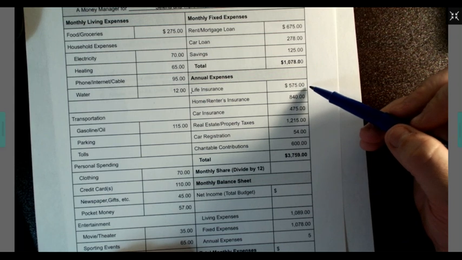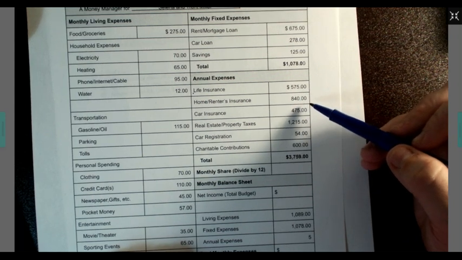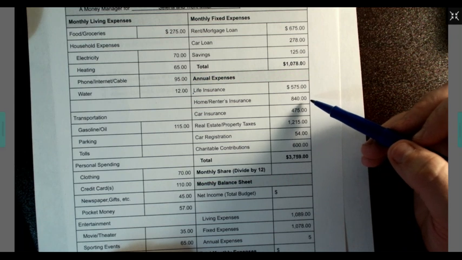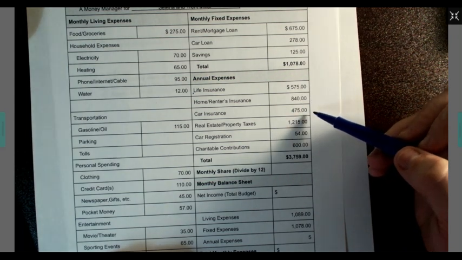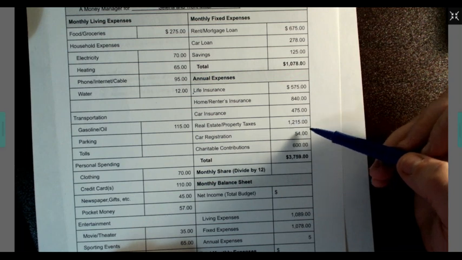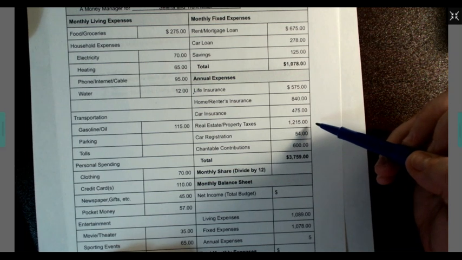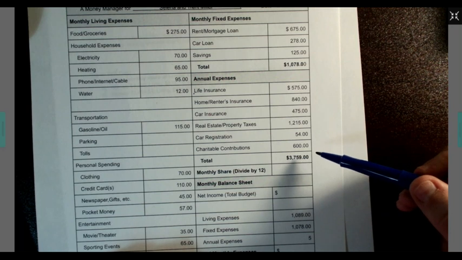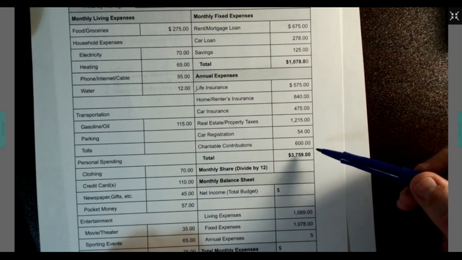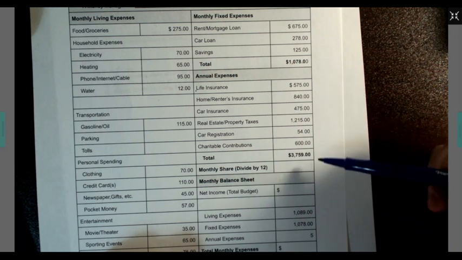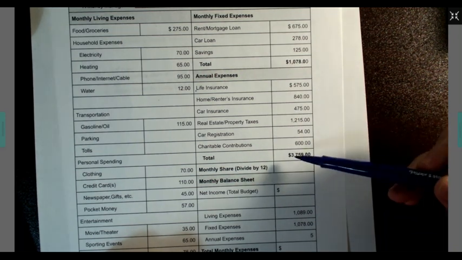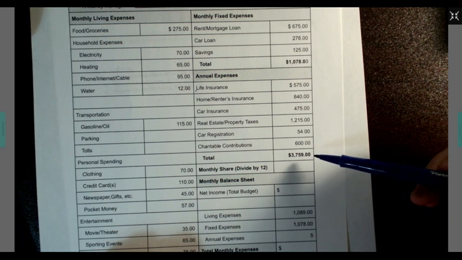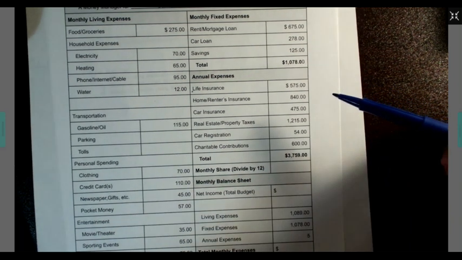Their annual expenses: their life insurance is $575 for the year. Their home and renters insurance for the year is $840. For the year, their car insurance is $475. Their real estate and property taxes for the year is $1,215. Their car registration is $54, and the charitable contributions for the year is $600. They say their total annual expenses is $3,759.